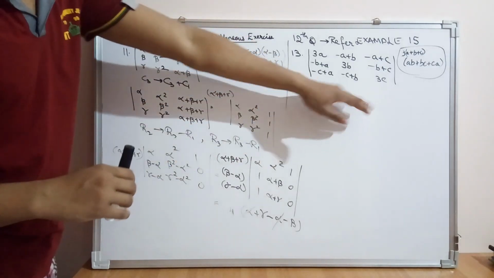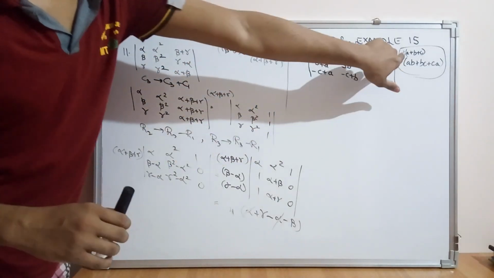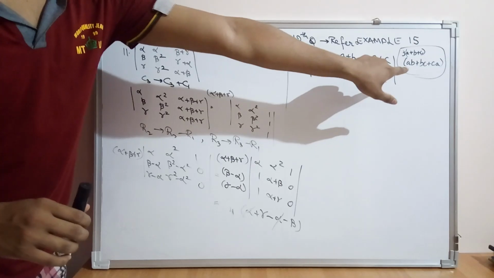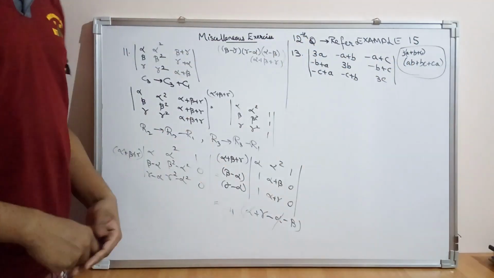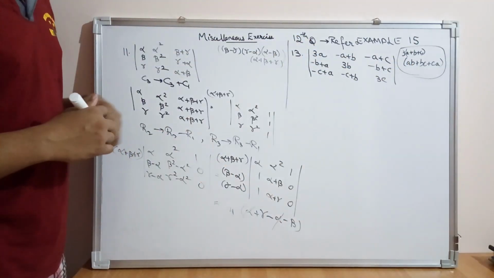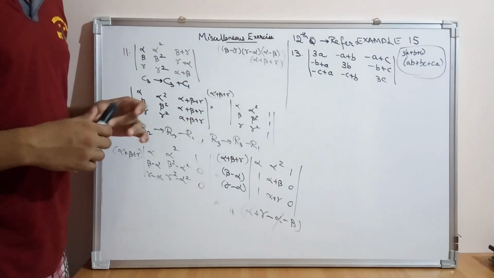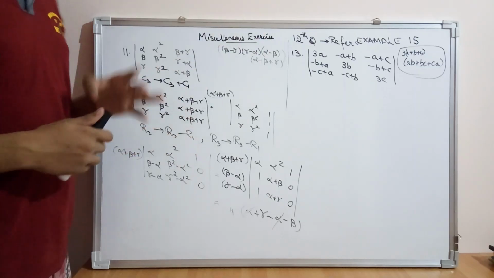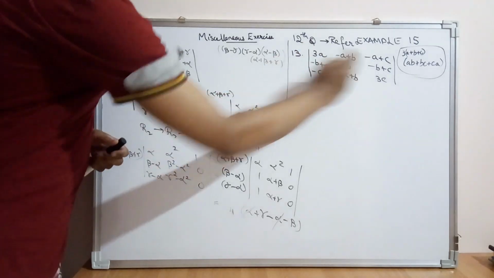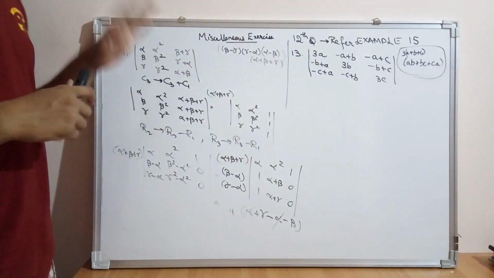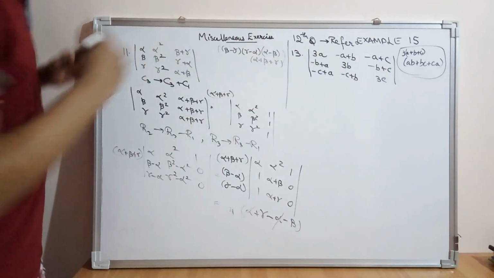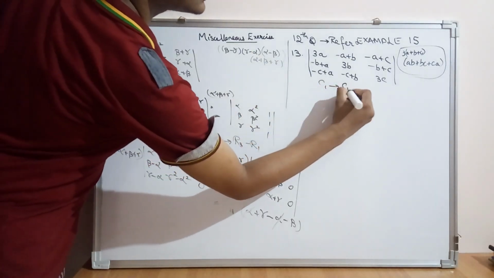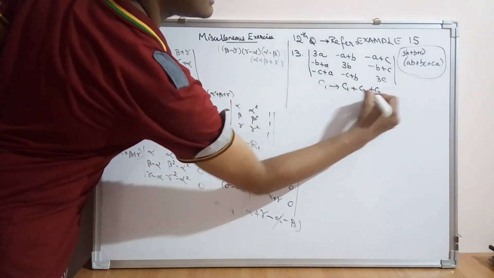13th question is like this. So you are asked to prove that it is equal to 3 into a plus b plus c into ab plus bc plus ac. Okay, what we are going to do now is somehow to get the a plus b plus c. Okay, for that we should add all the columns. So we'll add all the columns to the first column. So it is going to be c1 becomes c1 plus c2 plus c3.